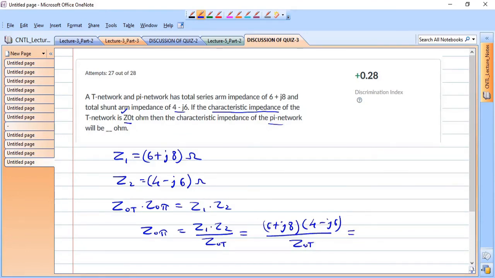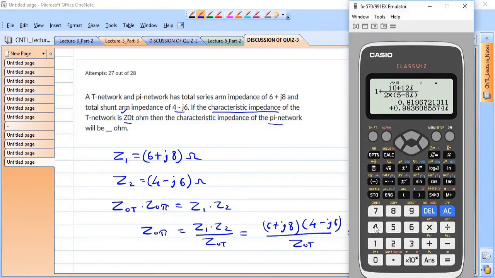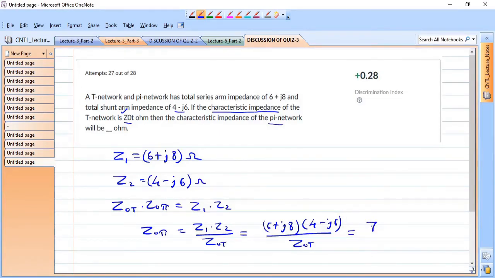So that will be equal to, we have (6 plus 8i) into (4 minus 6i). So that is 72 minus 4i. So it is 72 minus j4 divided by Z0T.